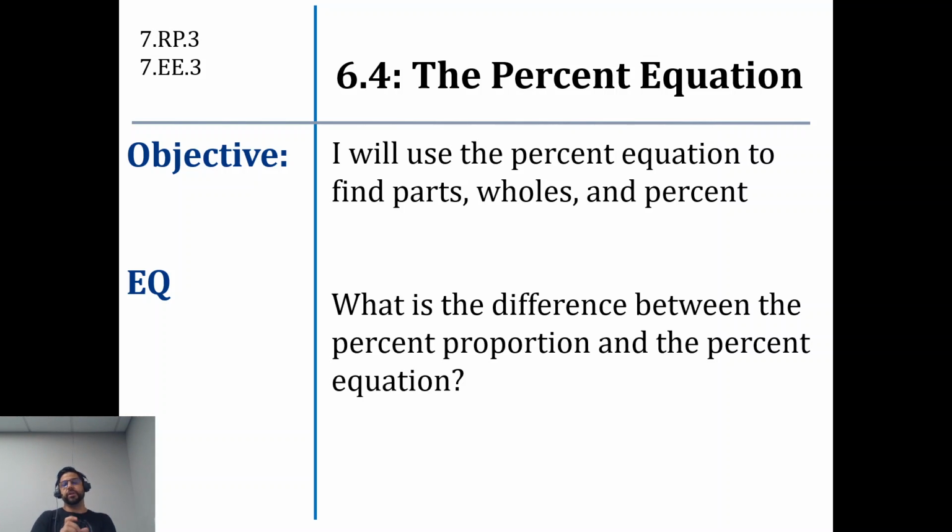But now we're showing you an alternative way, what is called a percent equation, which you'll see a little bit more in 8th grade and beyond. Proportions are very helpful and equations are very helpful. So we're really just giving you a choice once you've mastered both of them.